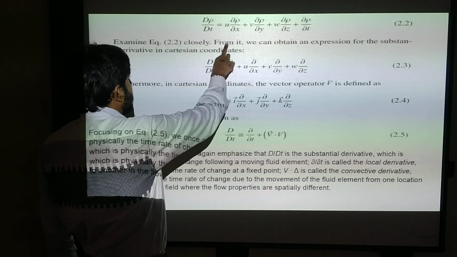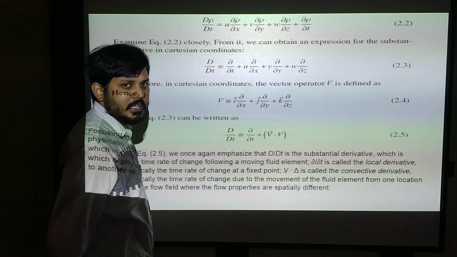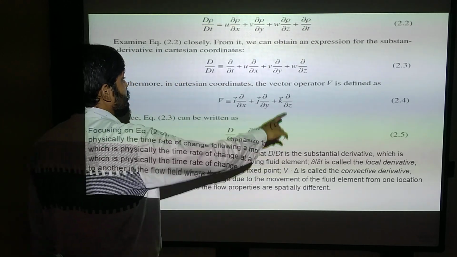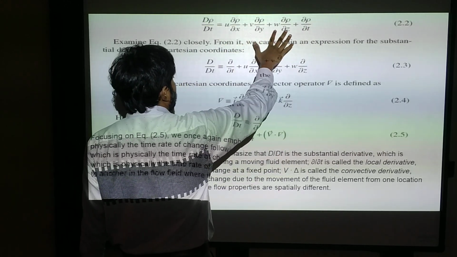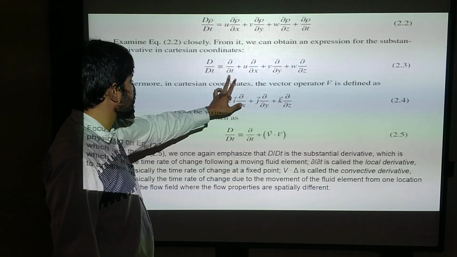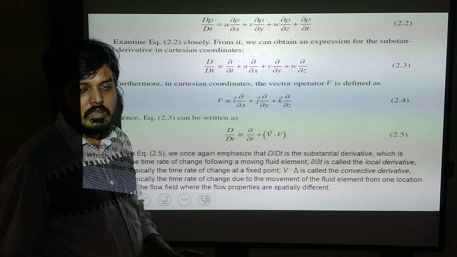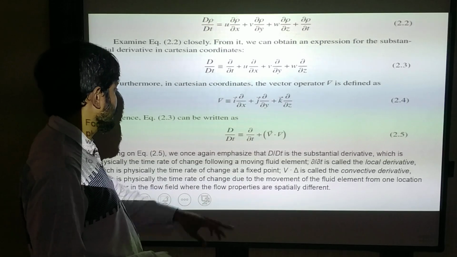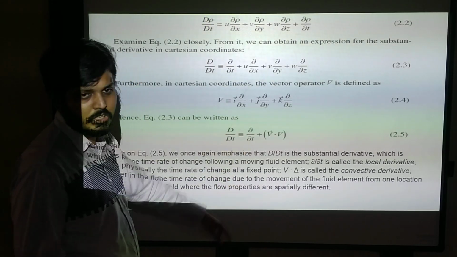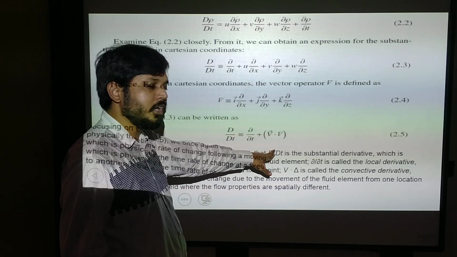You will see this part is space, with respect to x, y, z, and this part is with respect to time, so that's why this is called the local derivative, and this is called the convective derivative. Okay, so these are the two parts in this total derivative. One part is the local derivative, another part is the convective derivative, and completely capital D by capital Dt is called the substantial derivative. So you can see this substantial derivative is equal to the summation of local derivative and convective derivative.